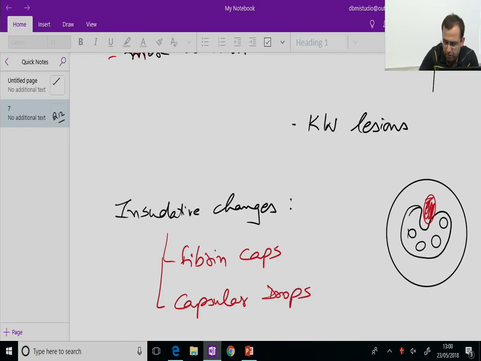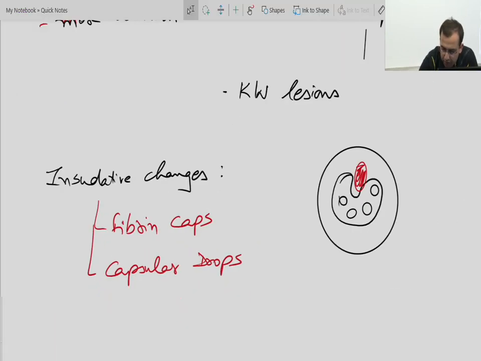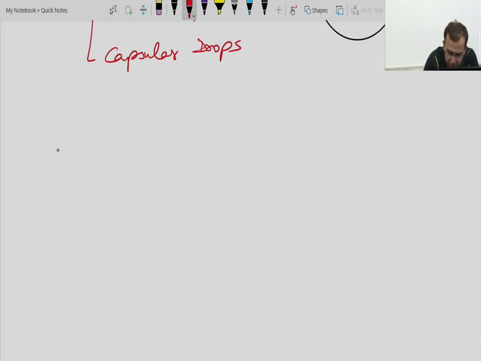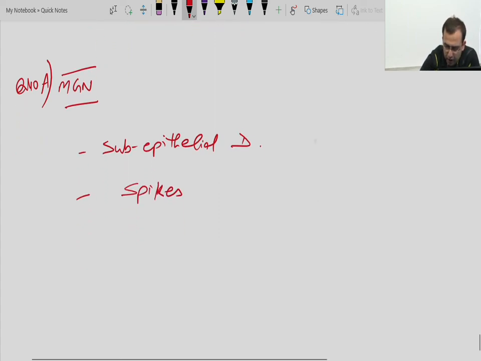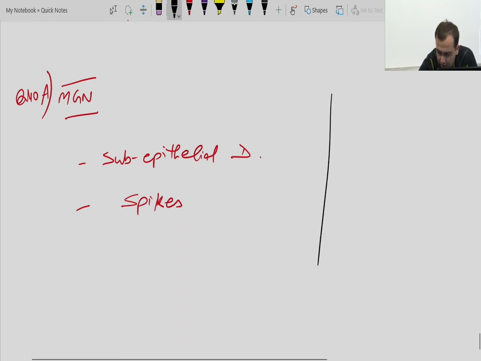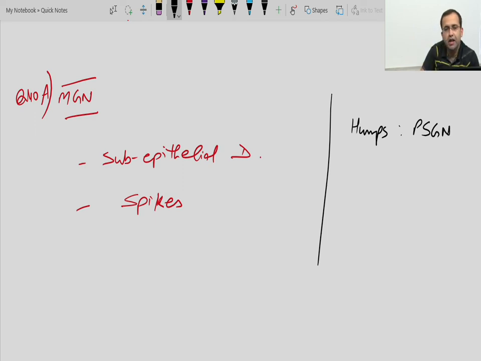So MGN, that is membranous glomerulonephritis. What is the site of deposit? It shows subepithelial deposits. MGN is associated with subepithelial deposits. Next, what is the special name of this deposit? Spikes. So before we go further, put a line on the side and write down: humps are seen in PSGN, whereas spikes are seen in MGN.